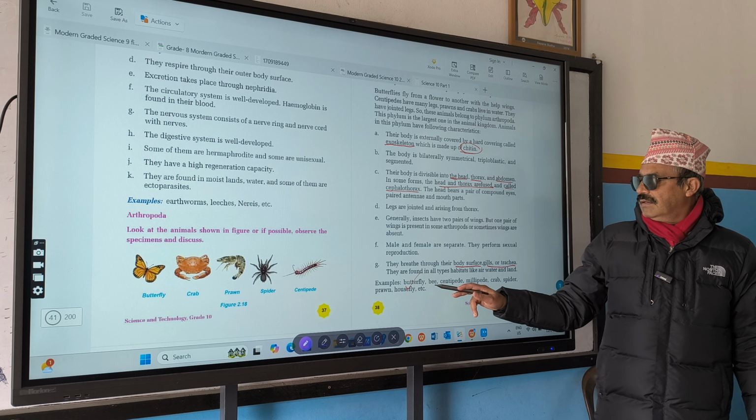How do they breathe? They breathe through the general body surface or gills, etc. And our next phylum is Echinodermata. Which animals belong to Echinodermata? Starfish, sea cucumber, sea urchin.